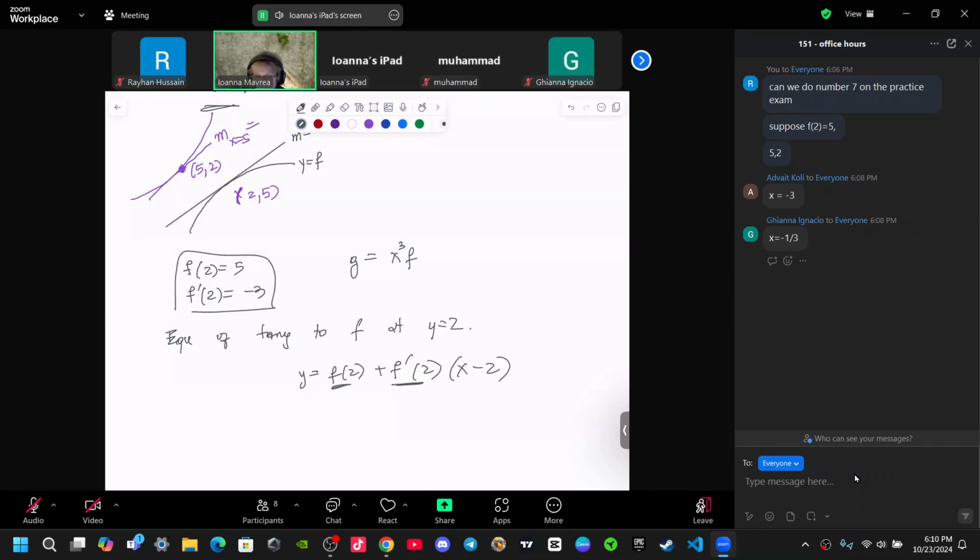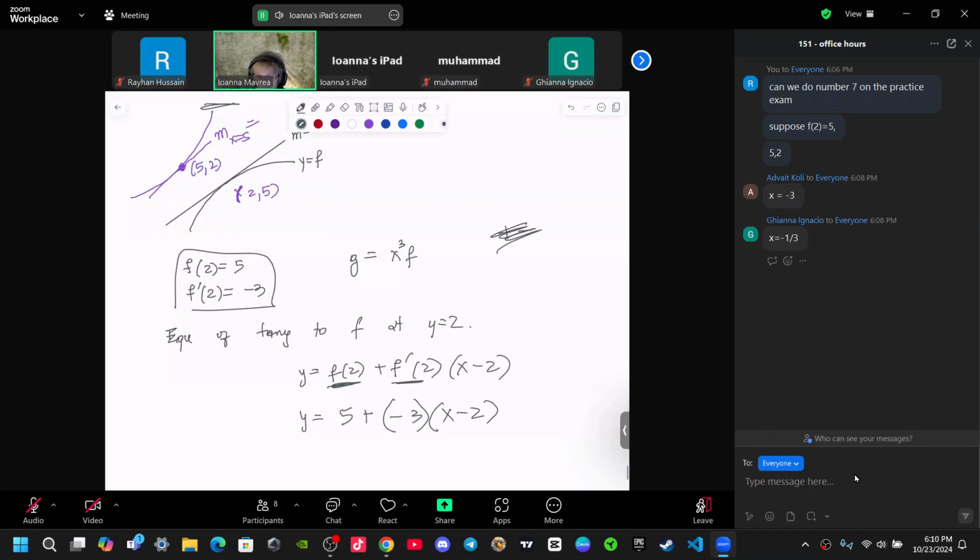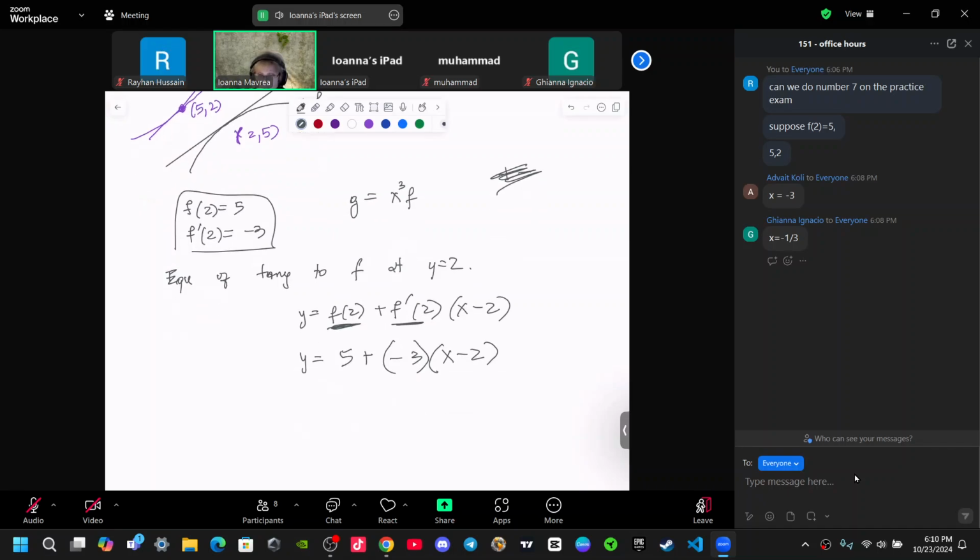So I can write this, right? y is equal to F of 2, which is 5, plus F prime of 2, which is -3, put a parenthesis there, x minus 2. I never do this in an exam. That's it. It's like elementary school. Don't do that. Okay, that's it. Would you simplify it? Absolutely not.